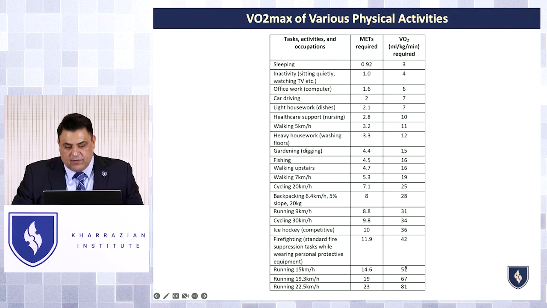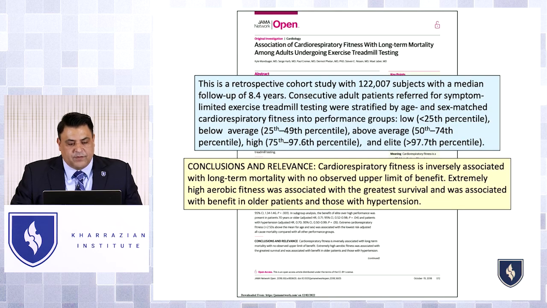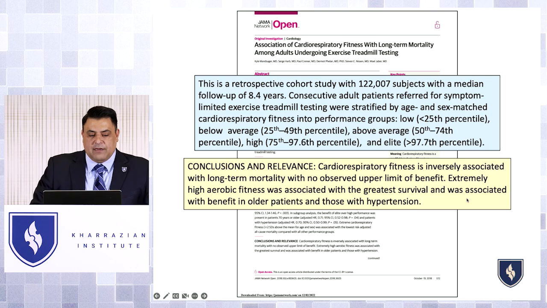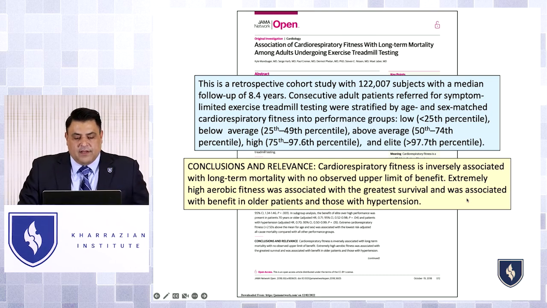Okay. Now let's talk about some of the research published on VO2 max and longevity and mortality. What degree of VO2 max fitness do you need to have for longevity? What does the research show? So this was a paper that was published in JAMA Network. It's called The Association of Cardiorespiratory Fitness with Long-Term Mortality Among Adults Undergoing Exercise Treadmill Testing. This was a retrospective study, so they went back. It was a cohort study of 1,222 subjects with a median follow-up of 8.4 years.